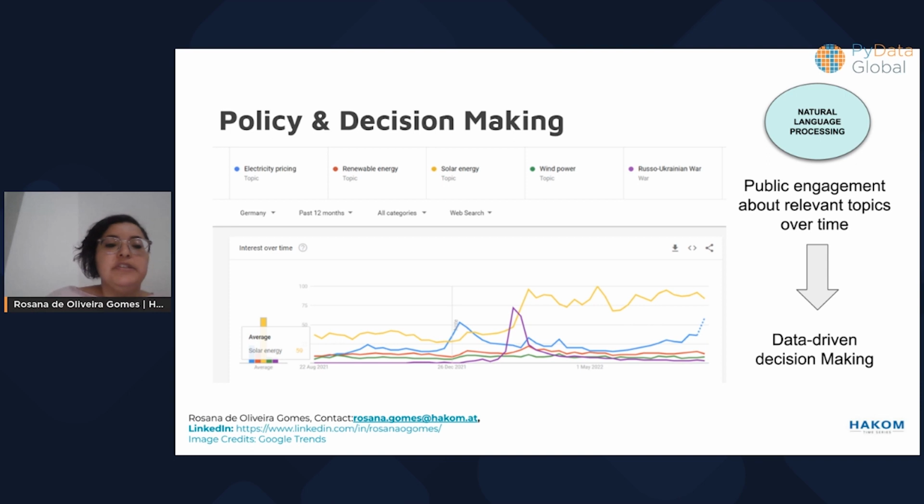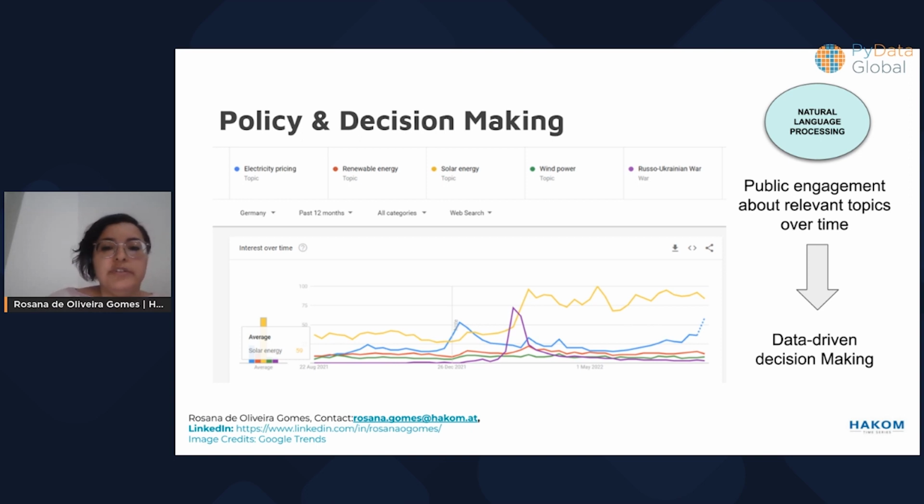And that basically tells us that the population of Germany, especially for this search, is becoming more aware and more interested in solar energy, and this is something that we can see in the long run in terms of policy and decision making in industry and government and so on. So this gives us some direction of how people are thinking, and it is quite an interesting topic for people, especially for policy and so on.